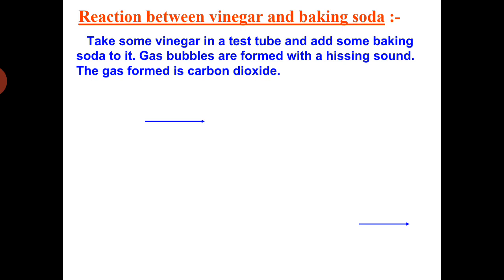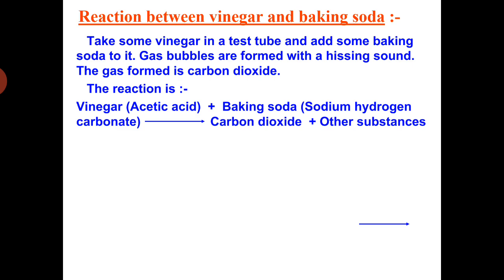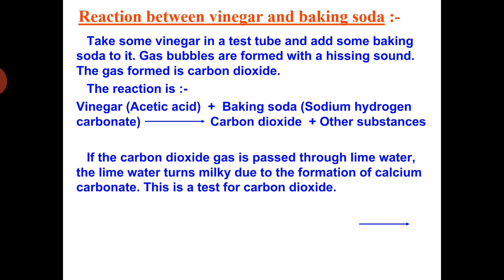This gas comes out with a hissing sound, and we have learned the reaction taking place: vinegar, called acetic acid, reacts with the baking soda, that is sodium hydrogen carbonate, and the products formed are carbon dioxide and other substances. Now this carbon dioxide gas, when it is passed through lime water, turns the lime water milky due to the formation of calcium carbonate.